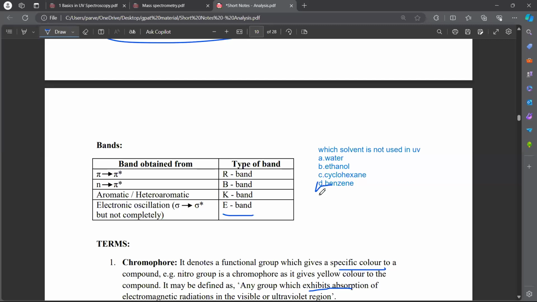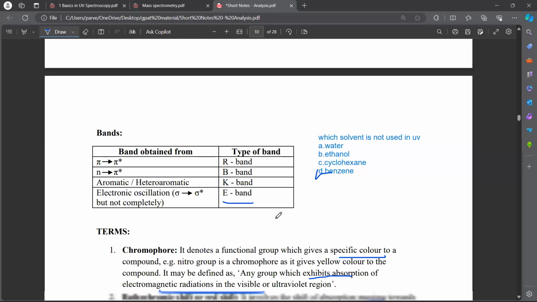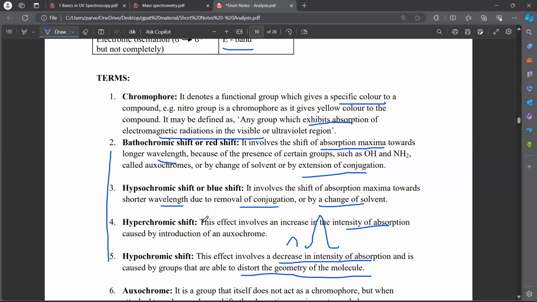Benzene is not used as a solvent in the UV because benzene itself also has absorbance in the UV region. That's why it is not used. The solvent which is used should not have its absorbance overlap with the absorbance produced by the sample itself. Great, guys, great.